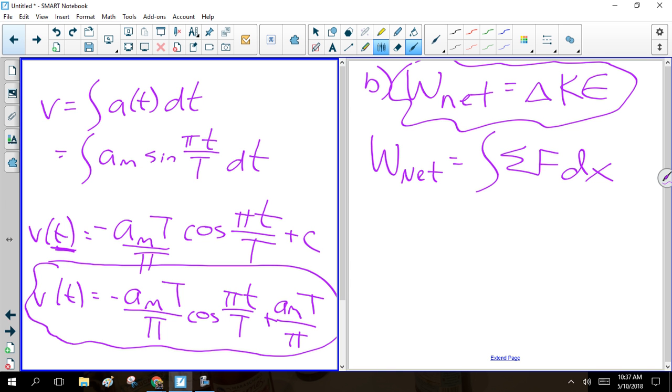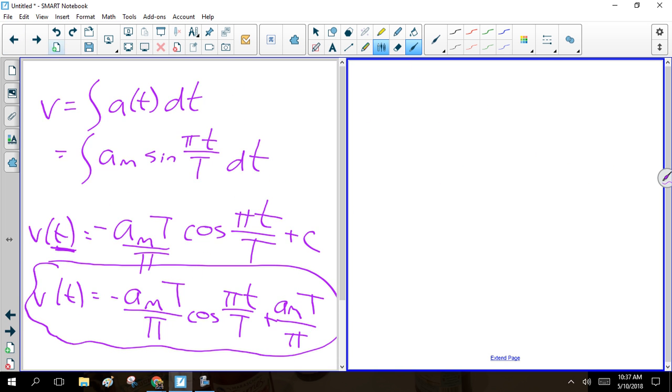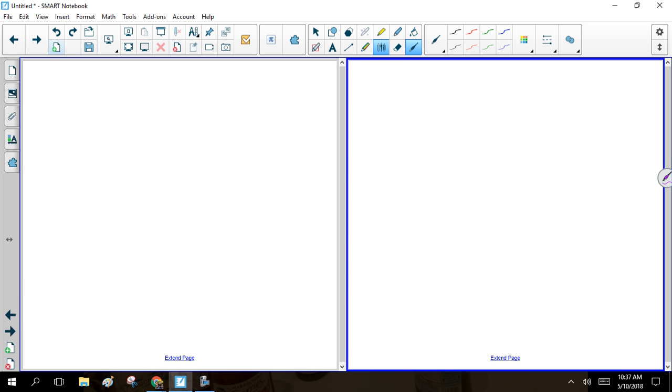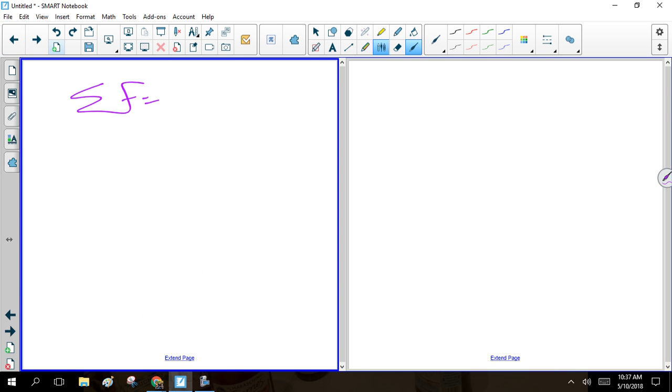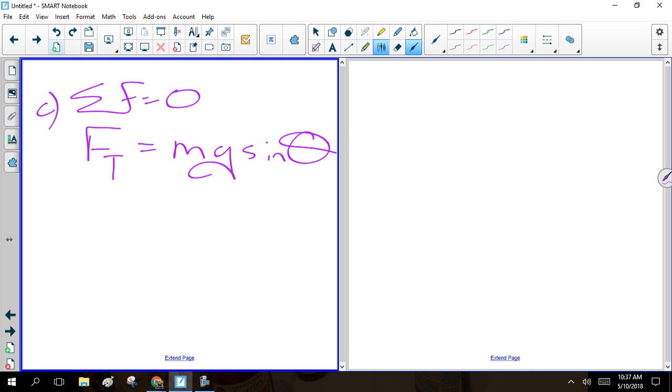Part C says determine the magnitude of the force exerted by the rope on the skier at terminal speed. We've already done this question once on this test, right? At terminal speed, you need your net force to be 0, right? So that means the force of tension from the rope has got to be mg sine theta. So that's all you've got to do there for part C. Good?